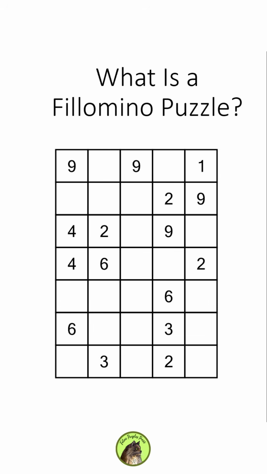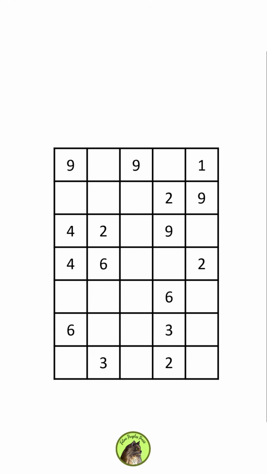Fillomino is played on a rectangular grid of squares, and your goal is to divide the grid into blocks. Each block must contain the number of cells similar to the number in the cells of the block. So a block with number 2 is always 2 cells big, and so on. A block cannot touch a similarly sized block, horizontally or vertically. Empty cells can belong to any block.